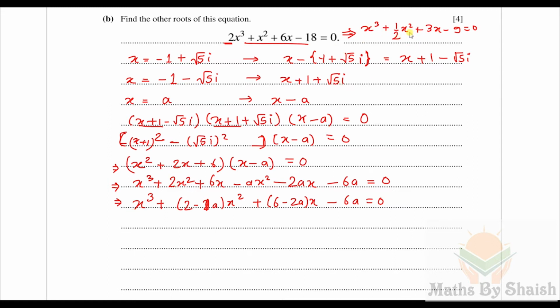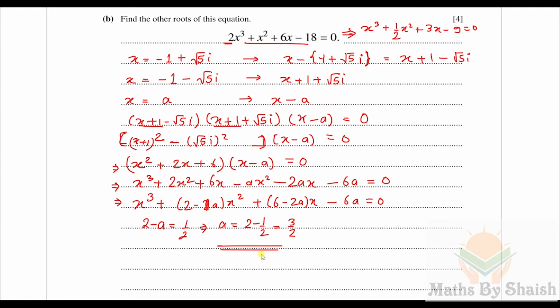Now from x square we will get 2 minus a is equal to 1 upon 2, and from here a is equal to 2 minus 1 by 2, that is 3 by 2. And we can cross check whether we are getting the right answer or not, because we will get the same value from all the coefficients. From the x coefficient we see 6 minus 2a is equal to 3, so 2a is equal to 6 minus 3, that is 3, and a is 3 upon 2, same. And from the last one also 6a is equal to 9, so a is equal to 3 by 2.